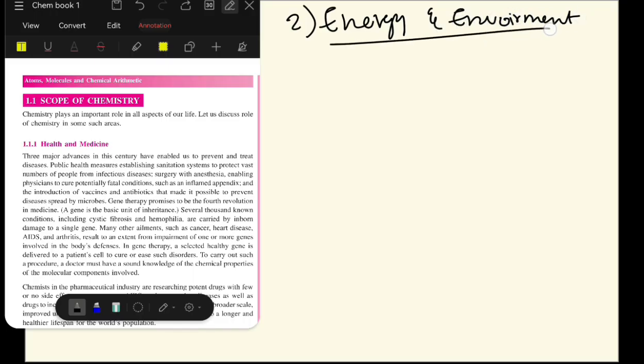Energy and environment. Okay, now how is energy formed? Energy is the byproduct of many chemical reactions, a series of chemical reactions. The demand of energy is increasing. One thing we need to know in today's world is that the demand of energy is increasing.